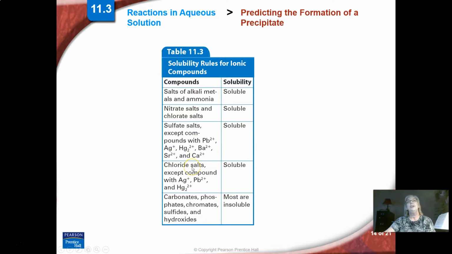If it's got chloride, it's going to be soluble, unless it's hooked to these guys. If chloride's hooked to these guys, you're going to have a solid. Okay, most carbonates, phosphates, chromates, sulfides, hydroxides hooked to somebody else are insoluble. These are the ones that are going to make your solids. So these are the ones we're going to look for to get our precipitate.